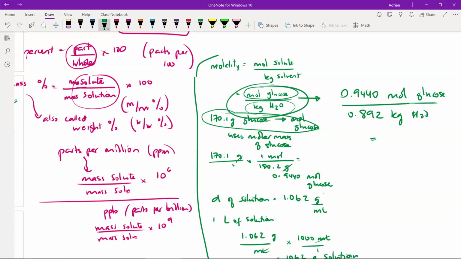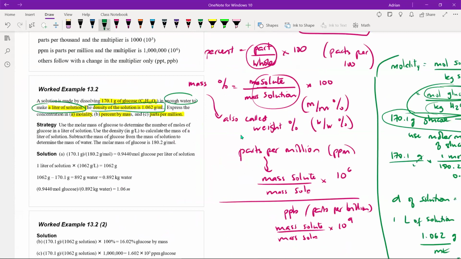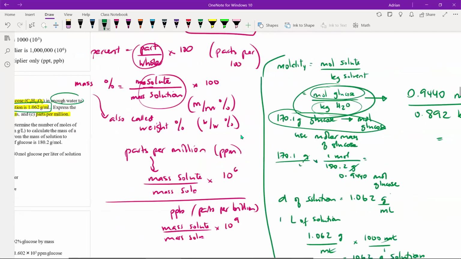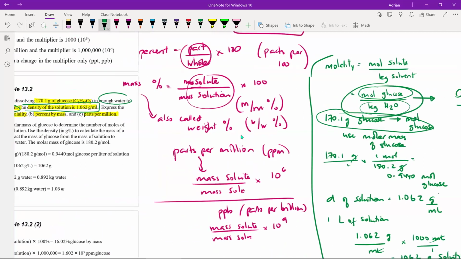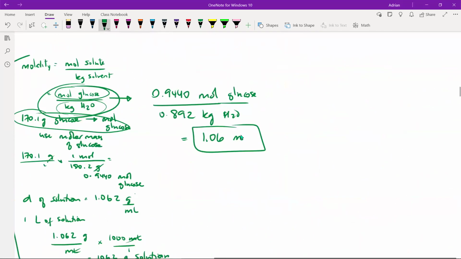And then we evaluate that, we'll get our concentration in molal, which ends up being 1.06. And then lowercase m, molal, would be our unit. So that tells me I have 1.06 moles of glucose for every kilogram of water. All right, the second one, percent by mass.